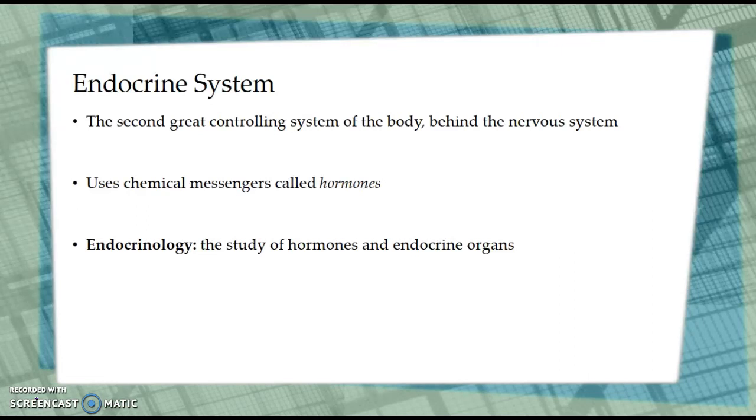So we just finished up the nervous system in our last lessons. The endocrine system is your second great controlling system behind the nervous system. And one of the major objectives for this lesson is being able to compare and contrast the endocrine system with the nervous system. So the endocrine system uses hormones instead of nerve impulses. And then endocrinology is the study of hormones and the endocrine organs. So if you have diabetes, for example, you go to an endocrinologist a lot of times to help manage that.